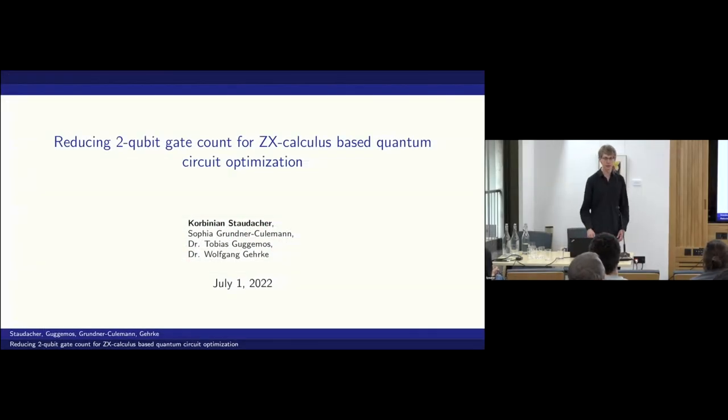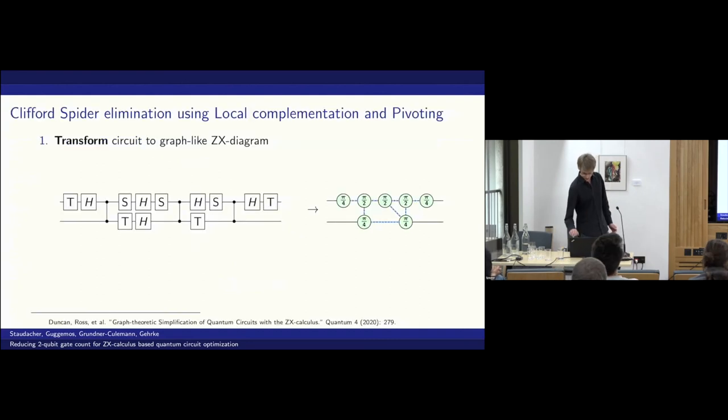Hi everybody. I'm Korbinian from LMU Munich. I'm also going to talk about circuit optimization, also about reducing two-qubit gates using the ZX calculus. Our work is mainly based on the graph theoretic simplification paper, which I think three authors are here in the audience as well. We transform a quantum circuit to a so-called graph-like diagram, where we have only green spiders left, which are connected between themselves via Hadamard wires.